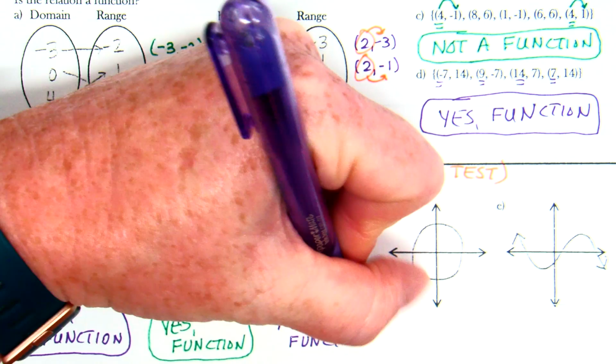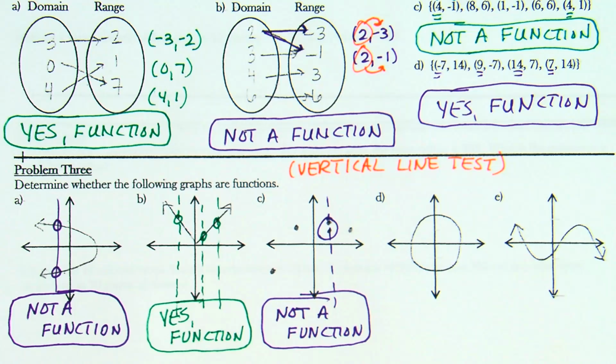Okay. D. Nice little circle there. Well, at least I think it's supposed to be a circle. Looks like a circle to me. Close enough. Is this circle a function? What do we think there?